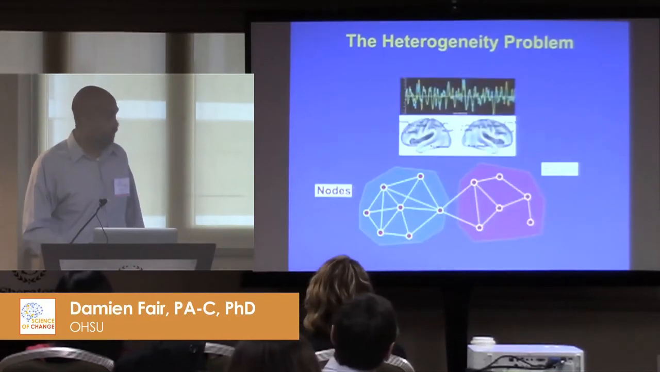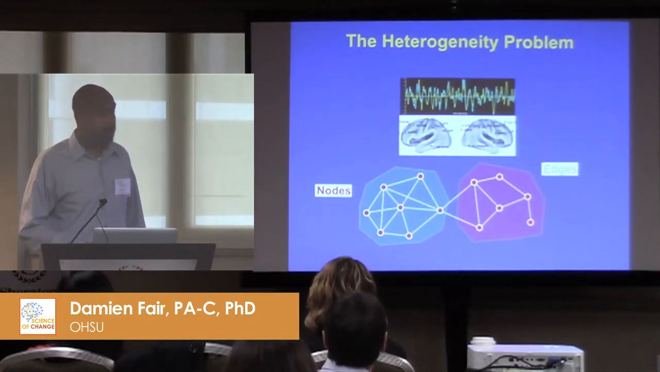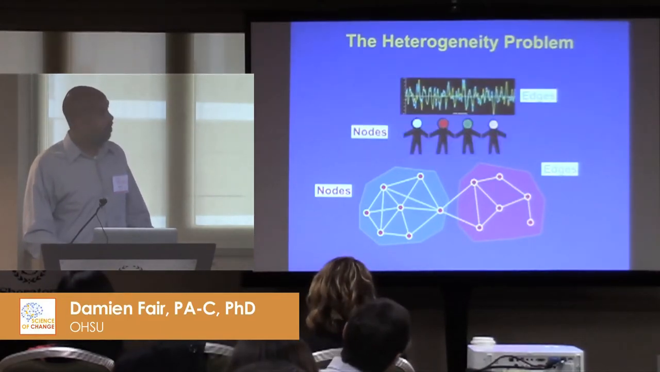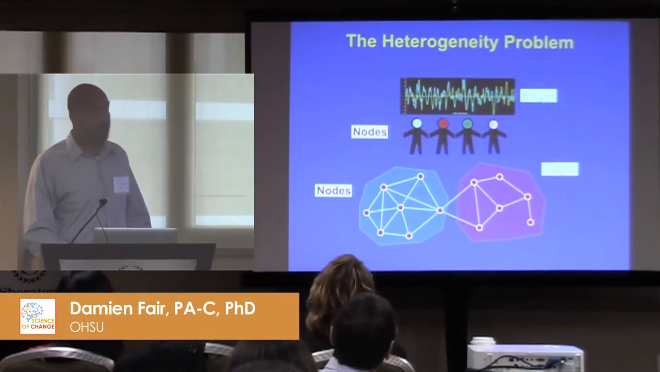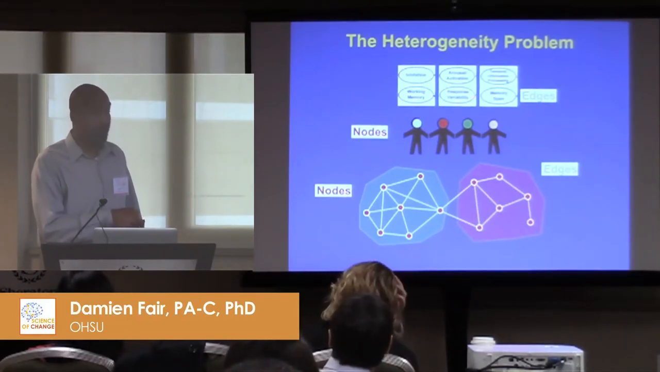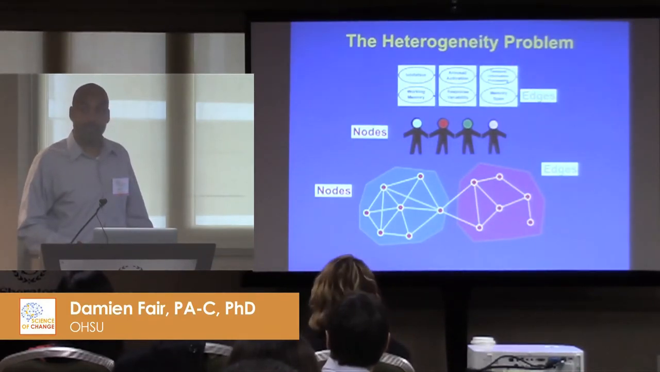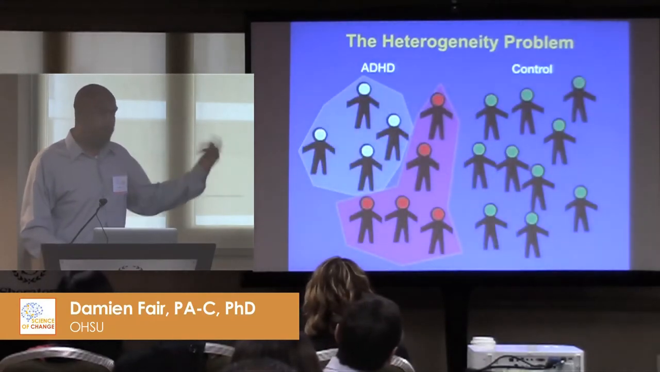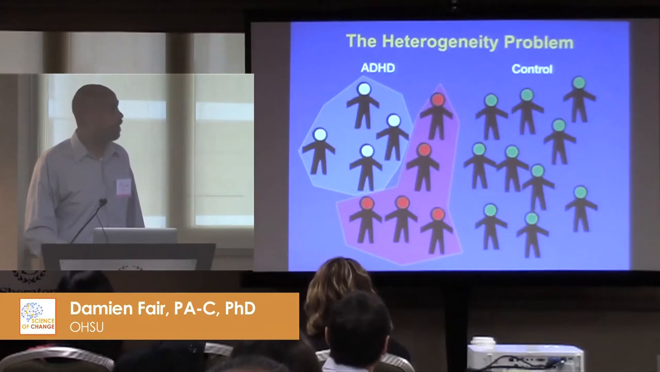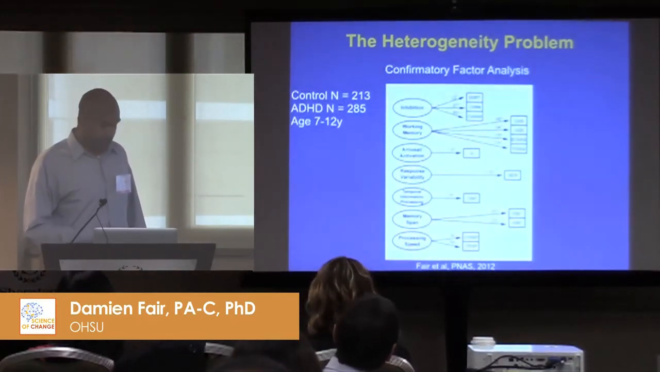Okay, so in this case, instead of our brain regions being our nodes and our correlations between those being the edges, now we have people as our nodes, and we have relationships across several patient or subject-centered measurements as the edges. Okay? And the idea is, can you identify potential different subgroups in the population? Right?